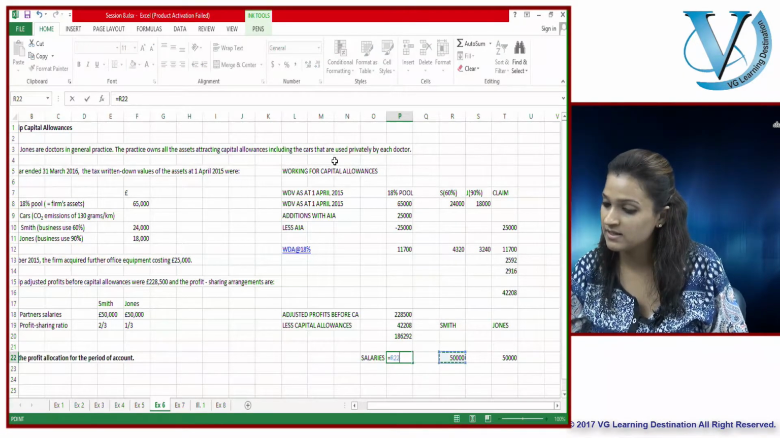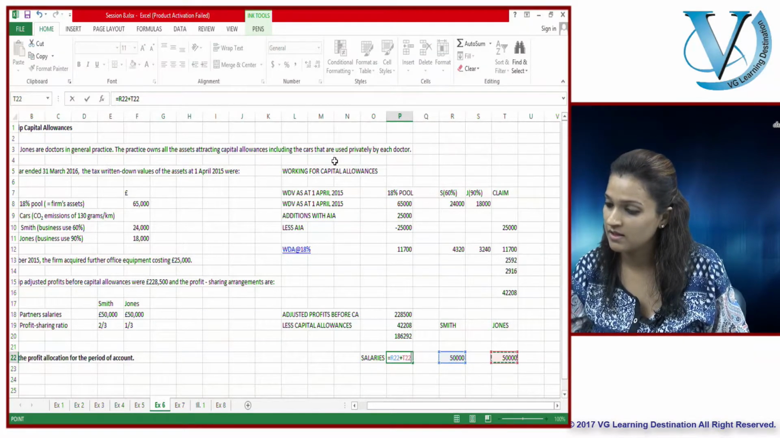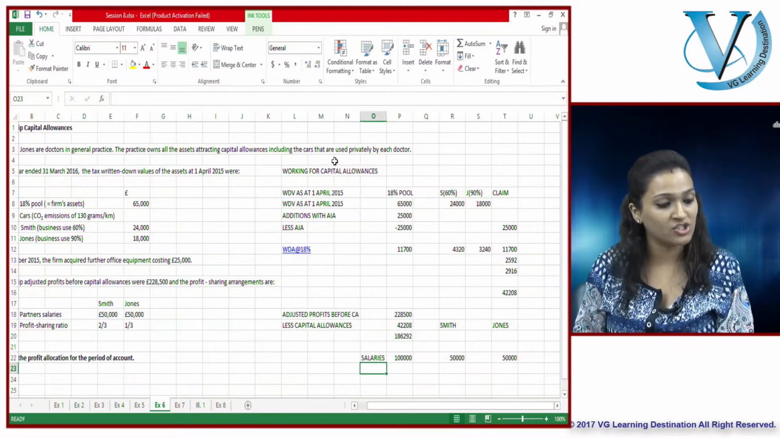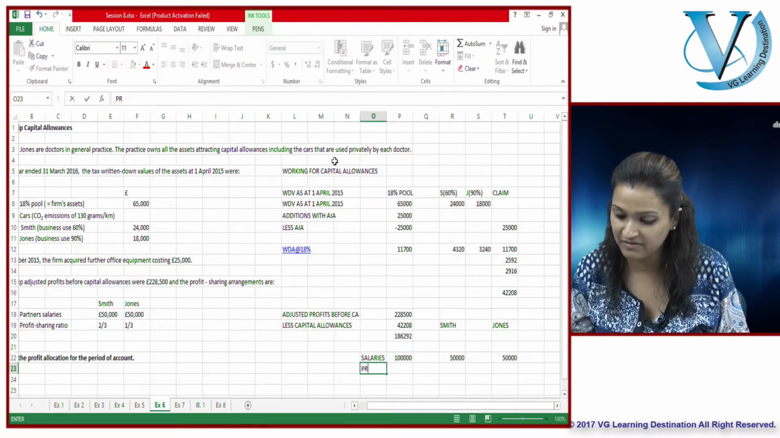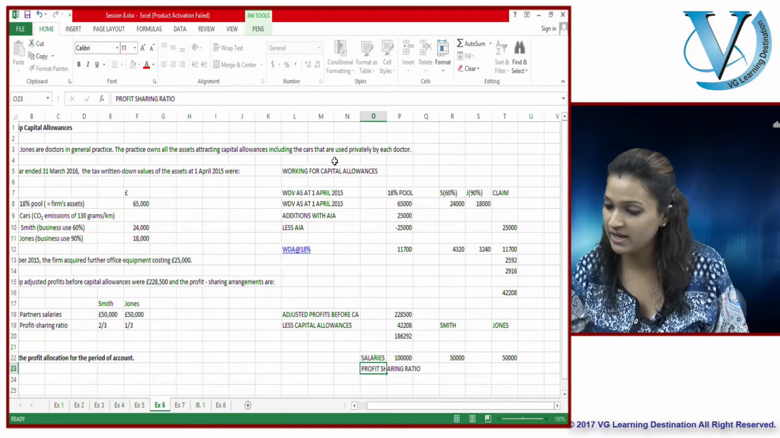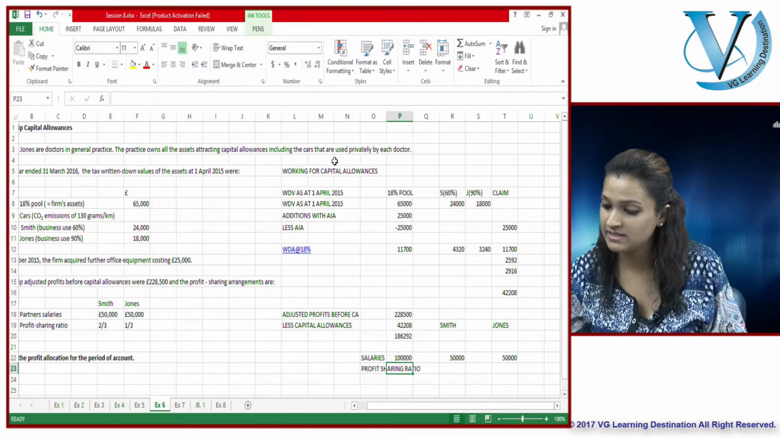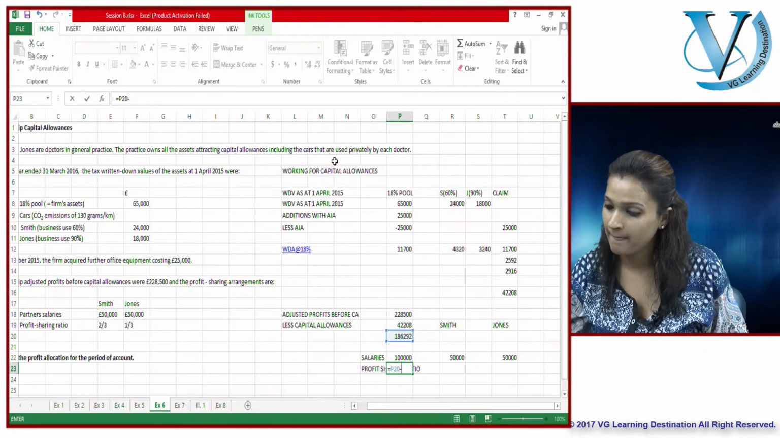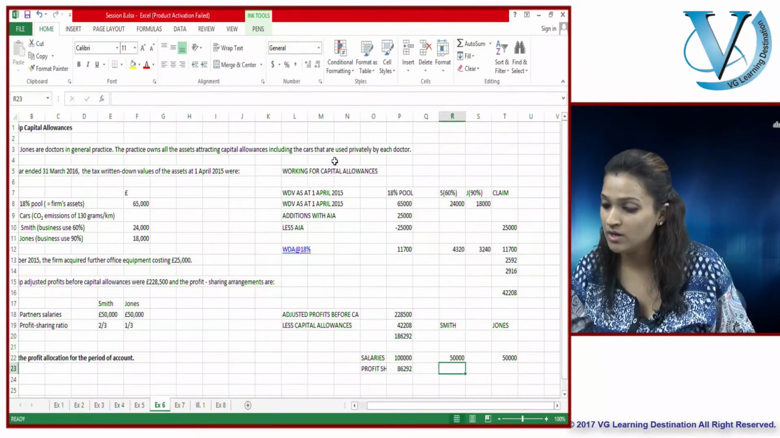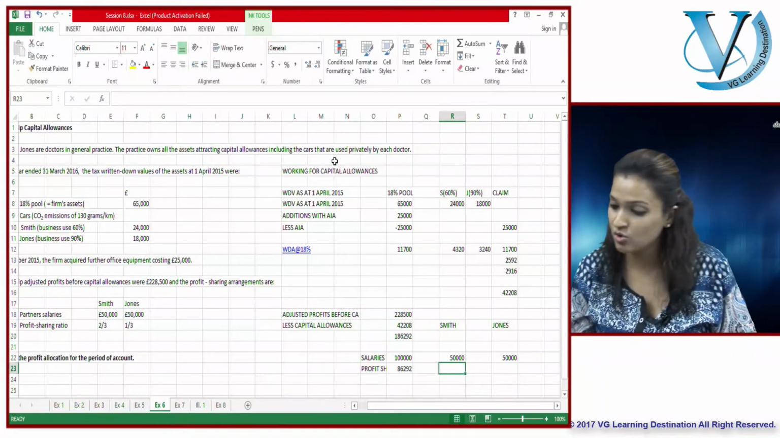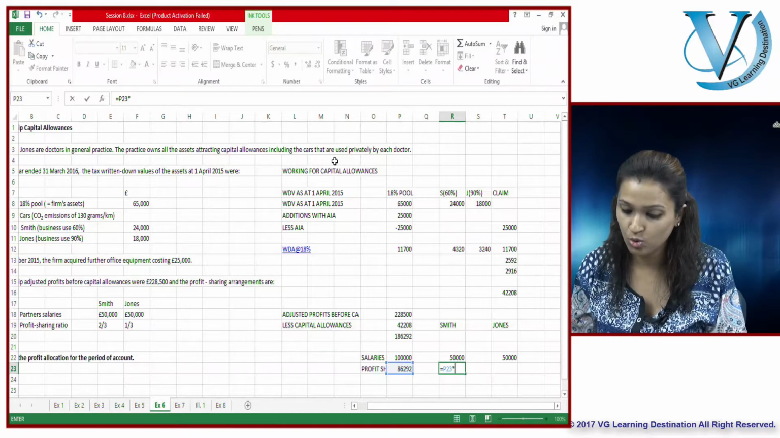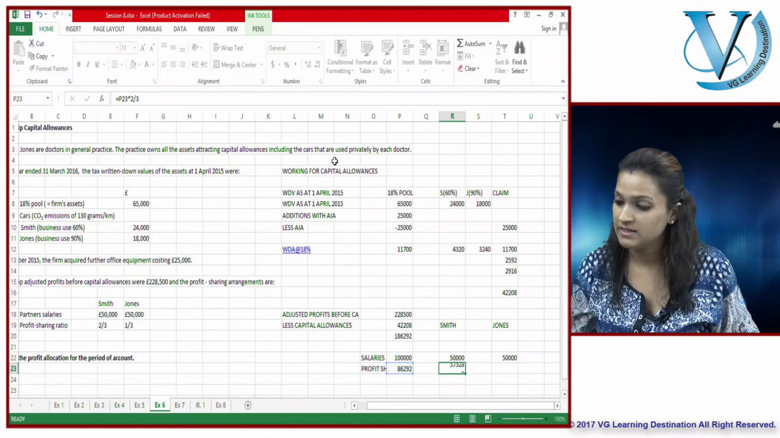Total. Is there any interest on capital given in the question? There is none. So the remaining can be divided in the profit sharing ratio. How much is remaining? Remaining is 86,292. Gets divided, profit sharing ratio is 2/3. So this multiply by 2, divide by 3.